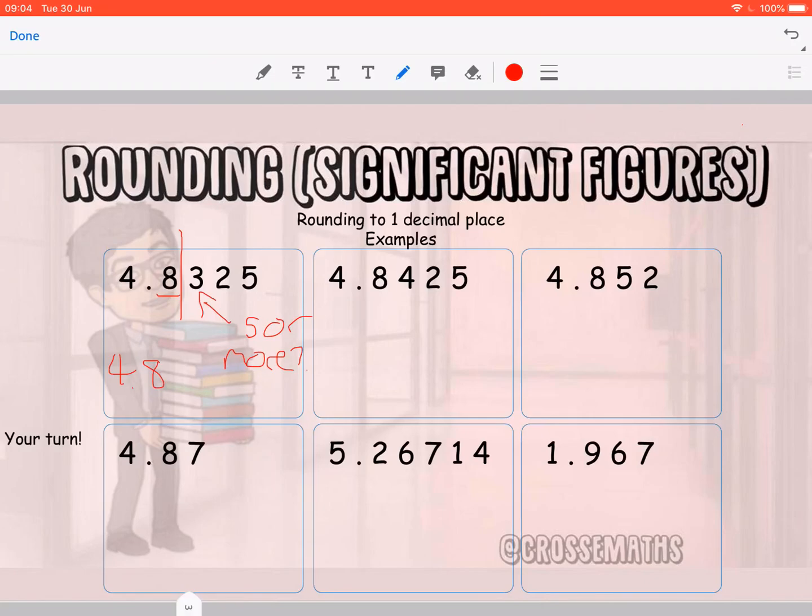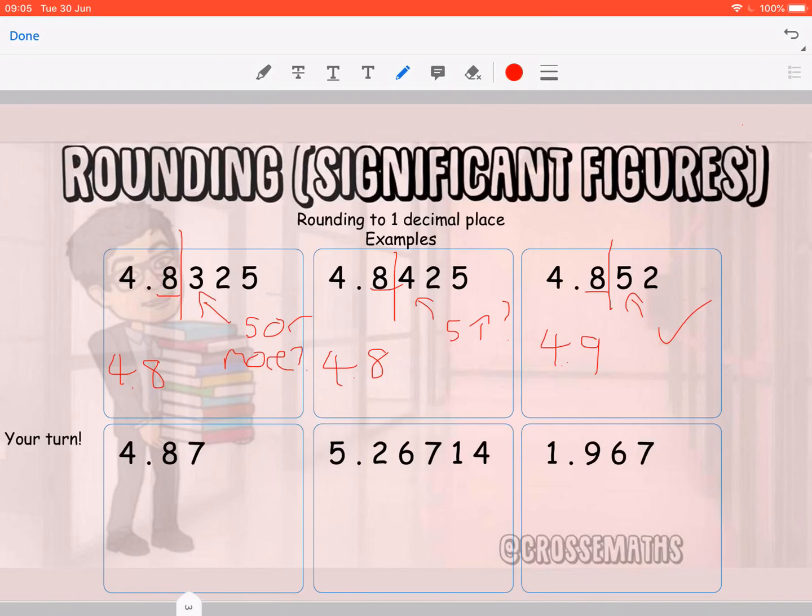Same thing on the next one: count across 1, draw my magic line in, the 8 is the number we're rounding. Let's check this out. Is it 5 or more? No, it's not, so I'm just going to chop it off again, my answer is still 4.8. Same thing on the next one, I'm going to draw my magic line in, look to the right of it. This number is 5 or more. It is. So 4.8 rounds up to 4.9.